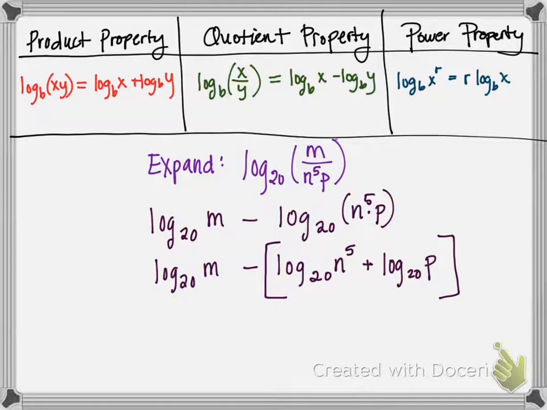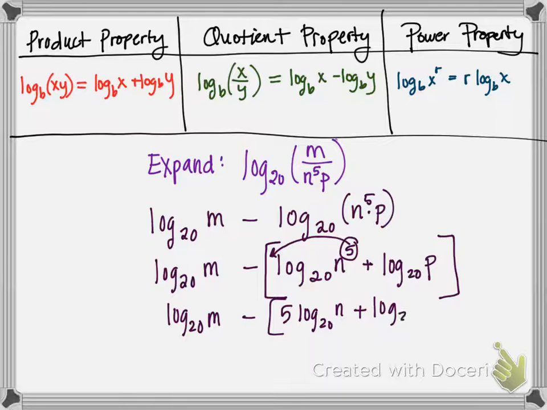So the last part that I see here is that I have an argument with an exponent, and the power rule says if you have an exponent here, you could swing it to the front. So first log stays the same, log base 20 of m minus, so this is going to swing to the front, so it's 5 log base 20 n plus log base 20 p. And if you want to distribute that negative in the very end, you can. So log base 20 m minus 5 log base 20 n minus log base 20 p.